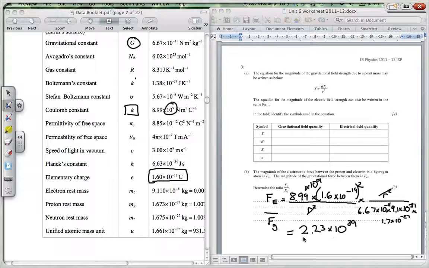So the ratio of the forces is huge. You've got something like 2.23 times 10 to the 39, the ratio of the force due to the electric field in comparison to the force due to the gravitational field. There's a huge difference in that force.